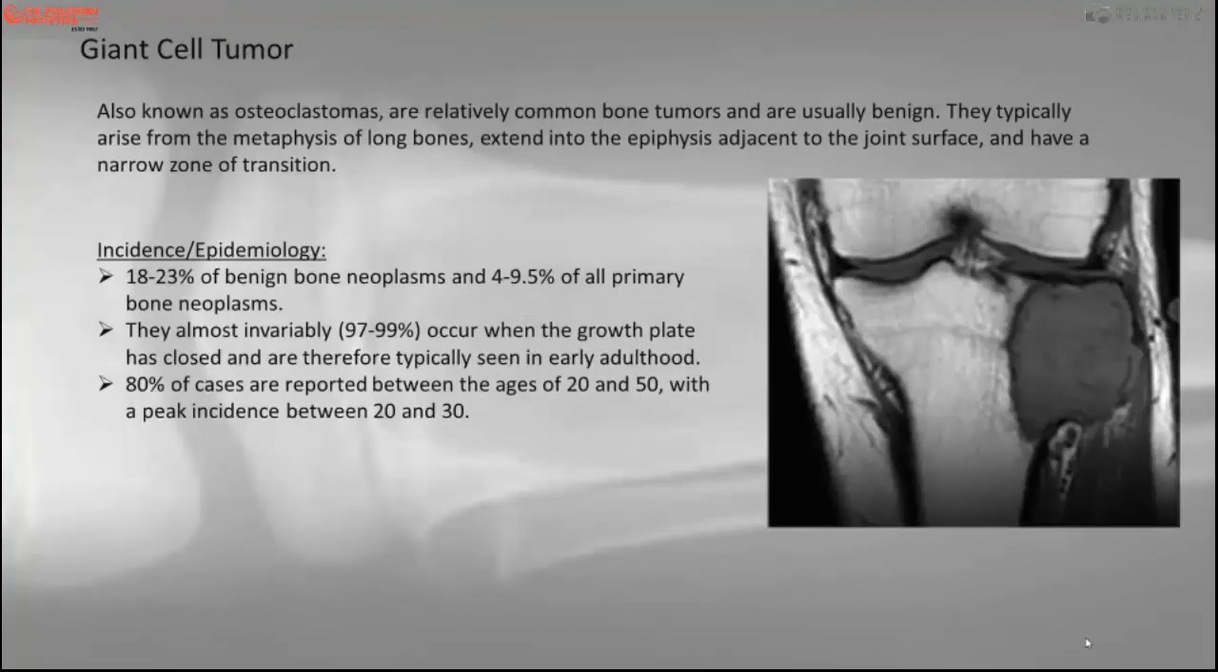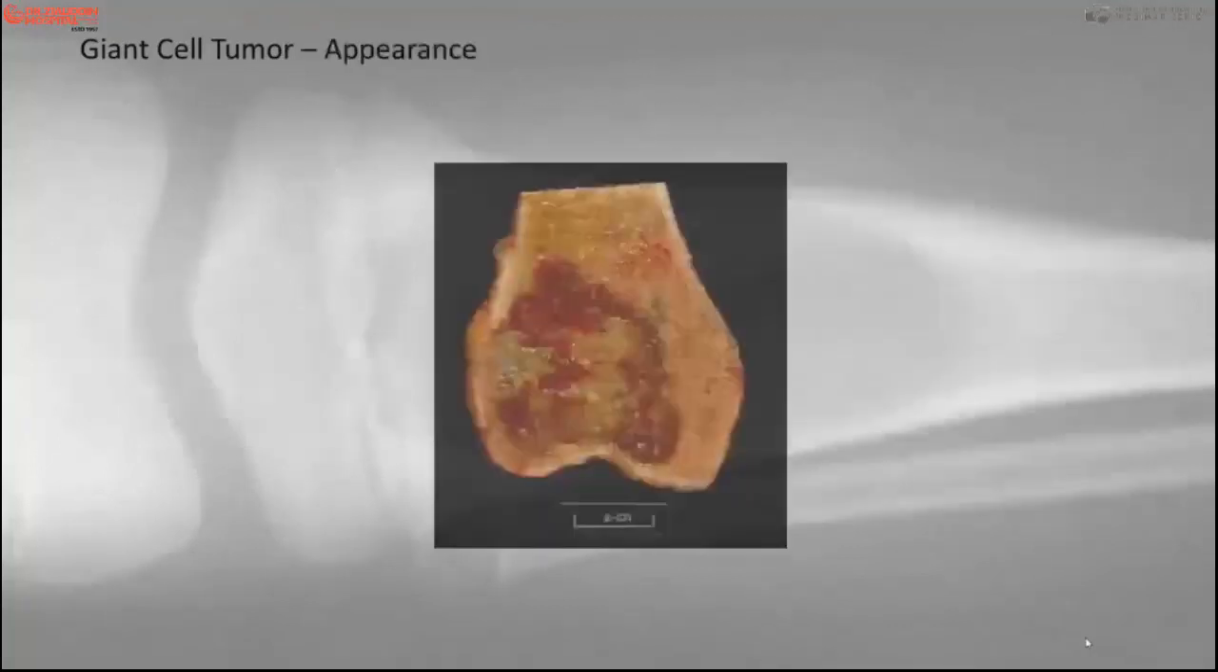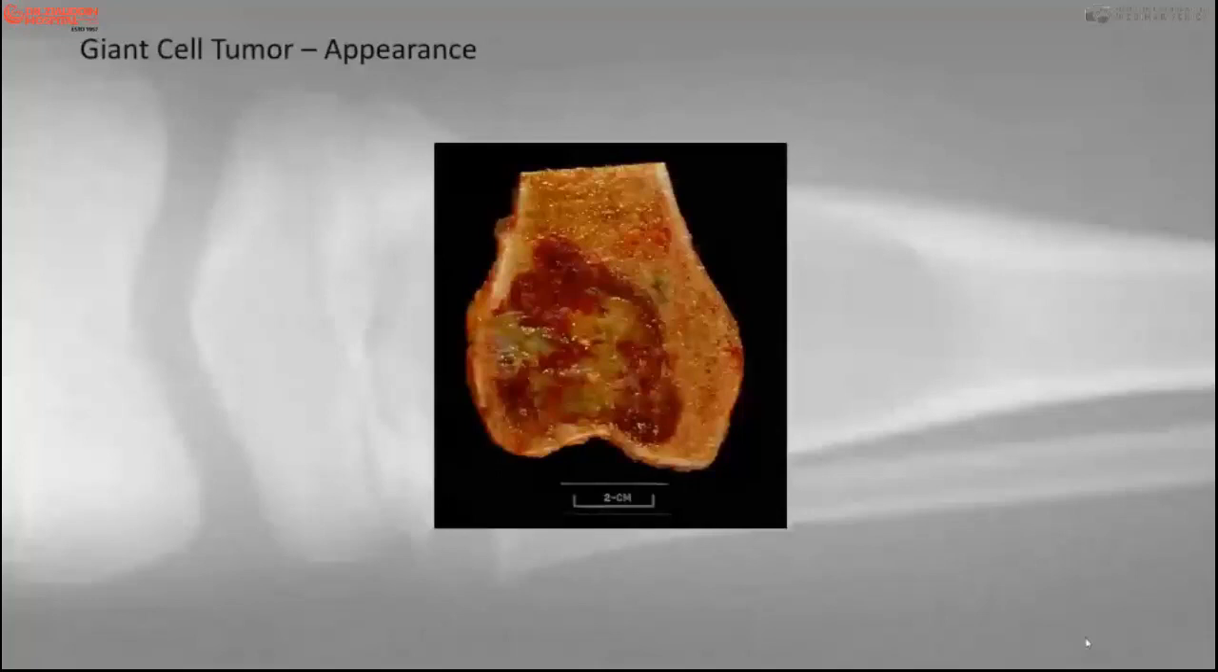Giant cell tumor, as we all know, is also known as osteoclastoma. Its incidence is around 18 to 23% of all benign neoplasms and around 4 to 9% of all primary bone neoplasms. They almost invariably occur after the growth plate has closed, and therefore are typically seen in early adulthood. There is a little more female incidence as compared to male. 80% of the cases are reported between the ages of 20 to 50, and there is a peak incidence between 20 to 30 years.